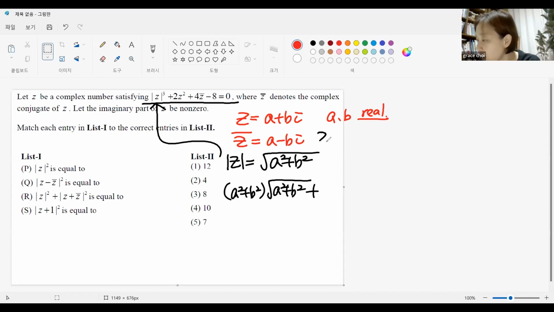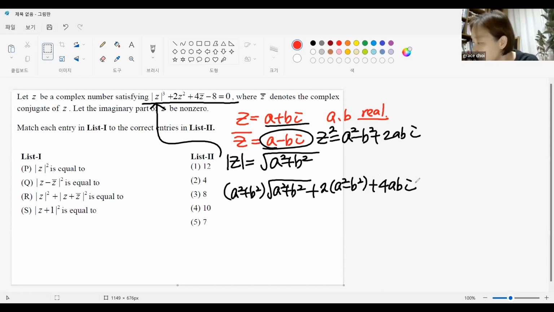times Z squared. Okay, we know Z squared, perfect square. So a squared minus b squared plus 2abi. So times 2, a squared minus b squared plus 4abi, then 4 times the conjugate of Z. So 4a minus 4bi minus 8 equals 0. Cool. And then separate the real and imaginary parts. Like this part, the blue part is a real number, combined all together. So this is a real number. This is also a real number.